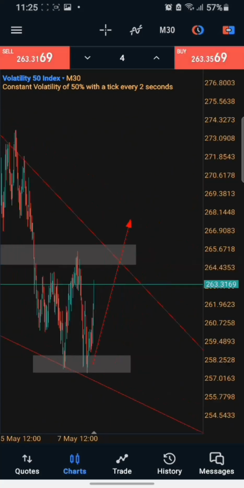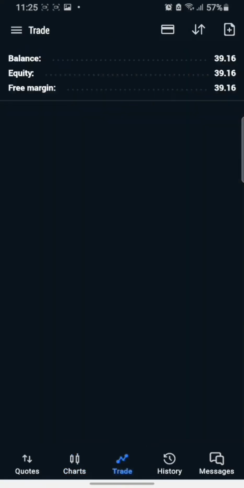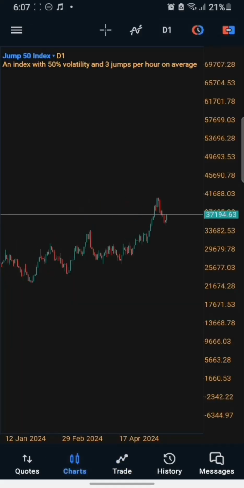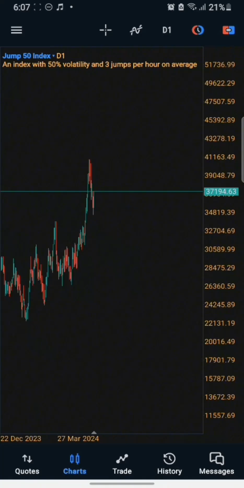As you can see, the market failed to reach our TP, but then it was so close. Maybe it is going to reach that TP now that we are out, but we don't care anymore. So let's see what we can do with this $39 account. Let's look for other trades.